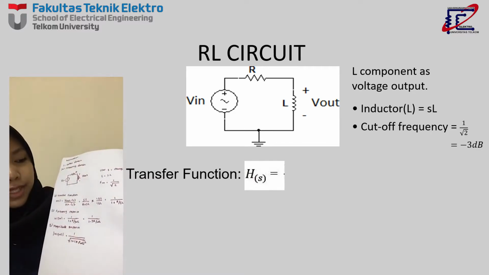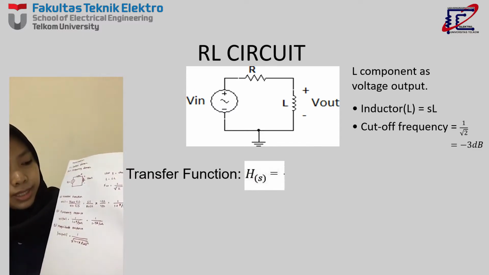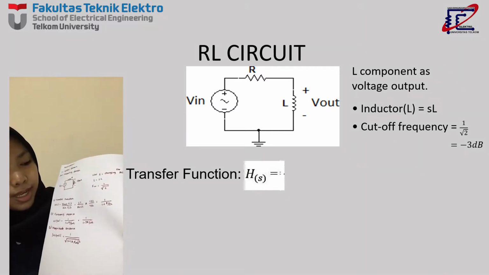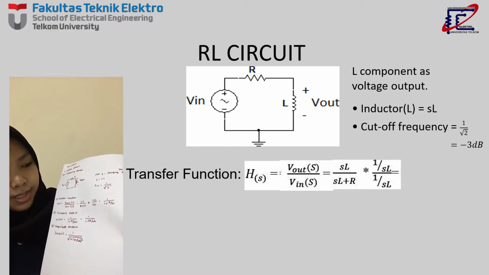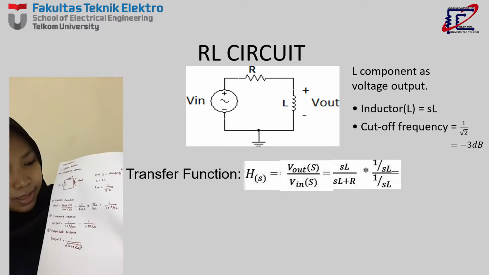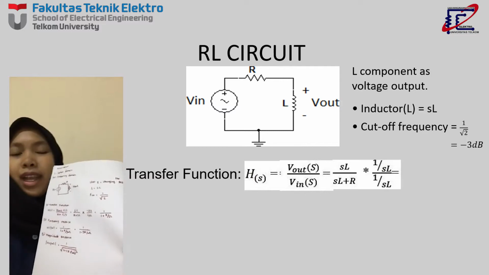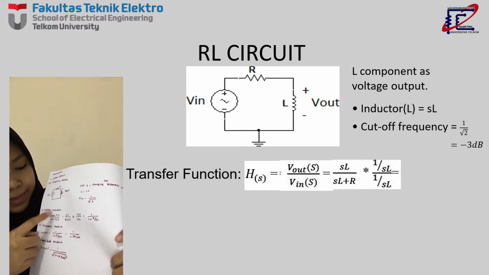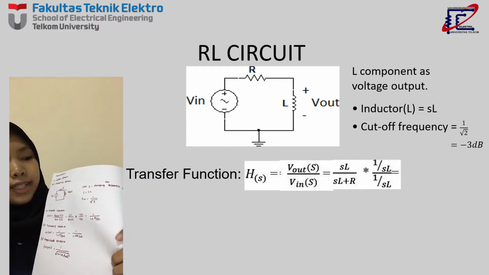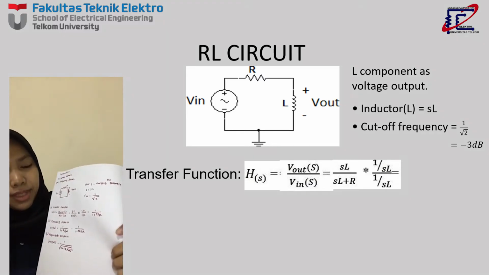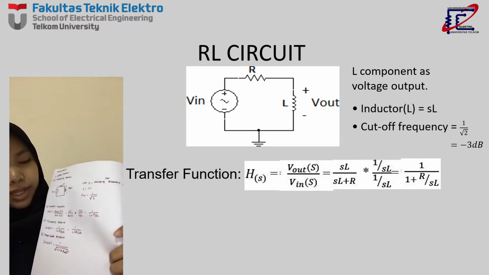The transfer function is V output divided by V input, so SL divided by R plus SL. Here, I multiply it with 1 divided by SL because I have to shape this transfer function to be like the cutoff frequency form. The numerator must be 1. So, we have this value.